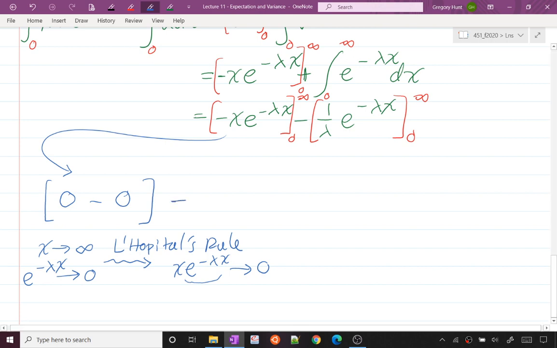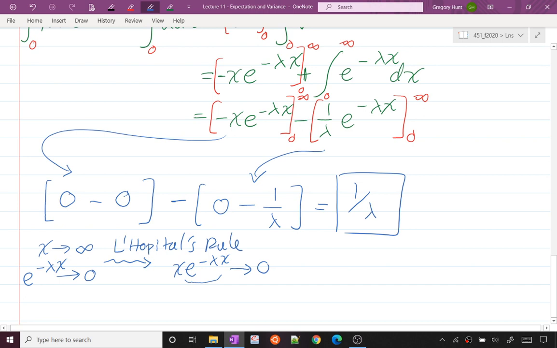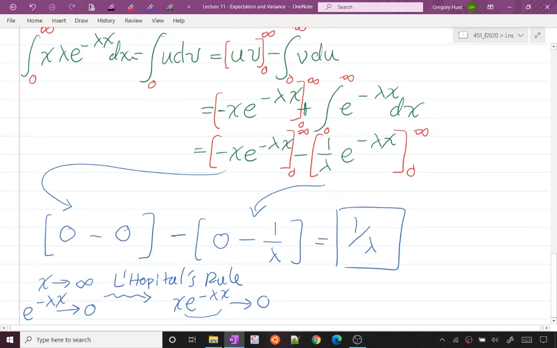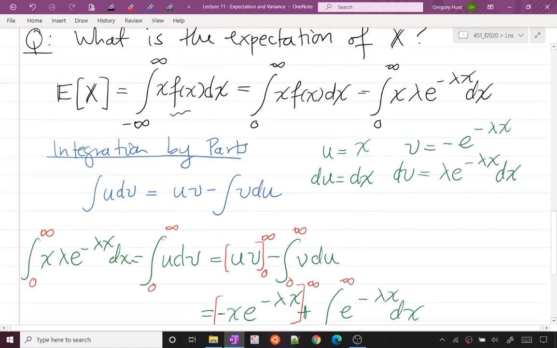Of course, then we subtract off our second part here. And this one's much more straightforward, right? At infinity, again, e to the negative lambda x goes to 0. That's nice. And at 0, e to the negative lambda x is 1, so I get minus 1 over lambda. All that's left is that the minus 1 over lambda becomes a 1 over lambda at the end of the day. So actually our integral, which looked pretty nasty, evaluates to something really nice.